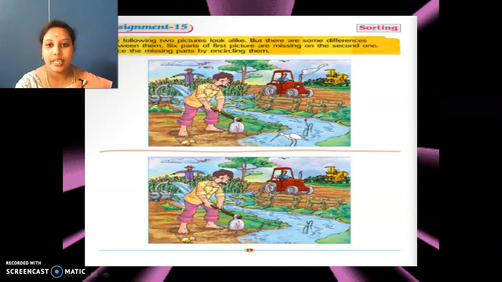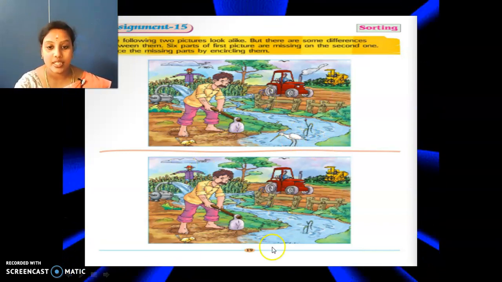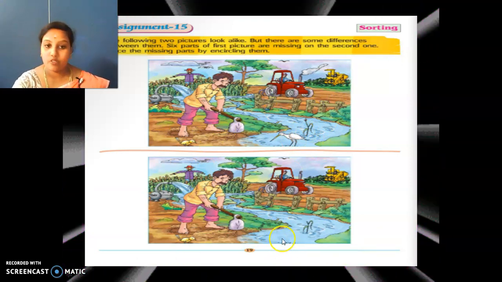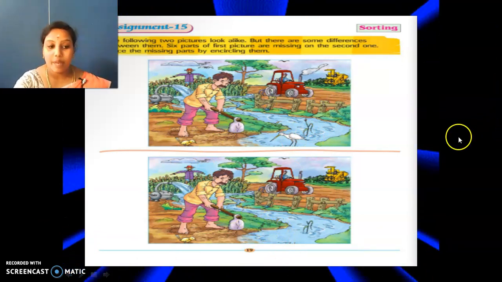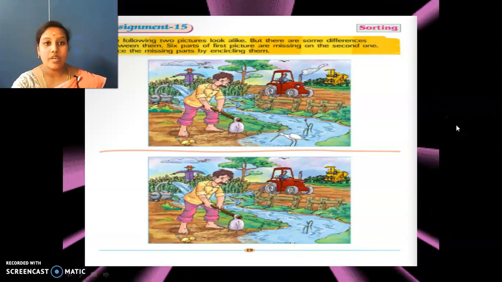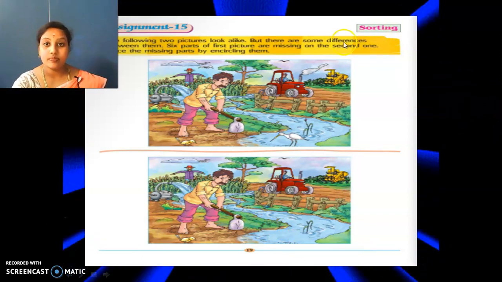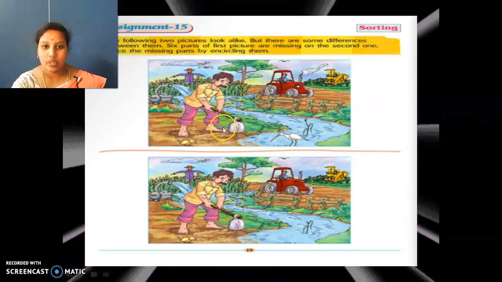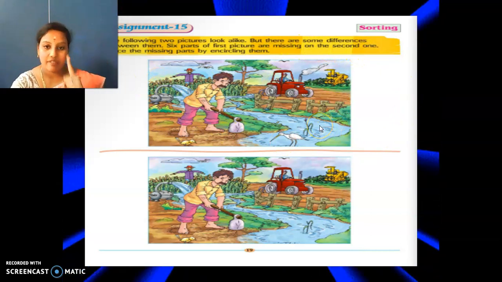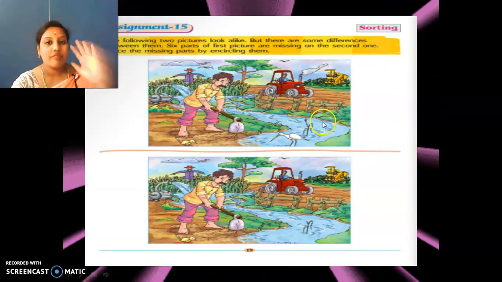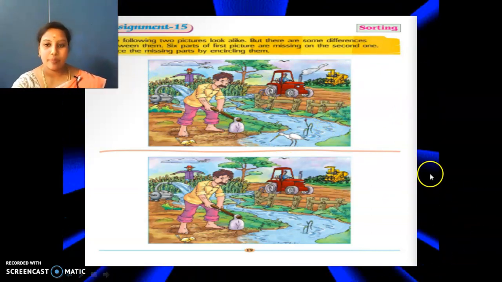So one thing I'll tell you. Here see the crane is there, but here the crane is not there. So we found 1. The same way you are going to find the differences. So here they say 6 parts of the first picture are missing on the second one. So you are going to find 6. 1 I have done for you. You are going to find 5 differences in this picture.